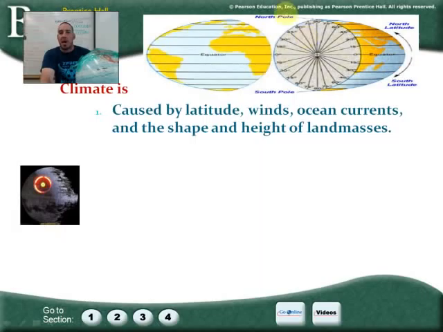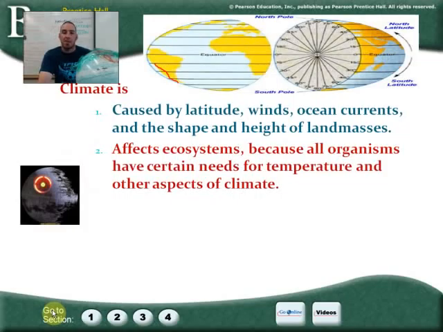And the shapes and height of landmasses, obviously the Himalayas and the Andes Mountains, which you can see right here, play a huge role in the types of biomes and ecosystems that you can see. So climate, again, has some of these causes that make what we can expect at different latitudes, according to the jet stream and the wind and the location, the currents, and the heights and shapes of land masses.